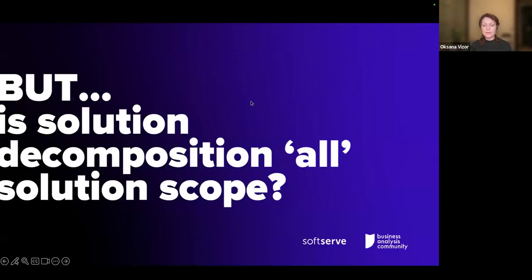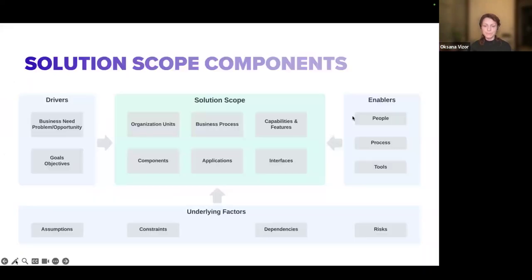Now we will see whether solution scope is only about decomposing and breaking down the solution into smaller parts. And we will see the visual pictures which will show us all the components of the scope. Here you may see the solution scope components. You may see drivers on the left part, enablers on the right part, underlying factors, and all those things contribute to the solution scope.